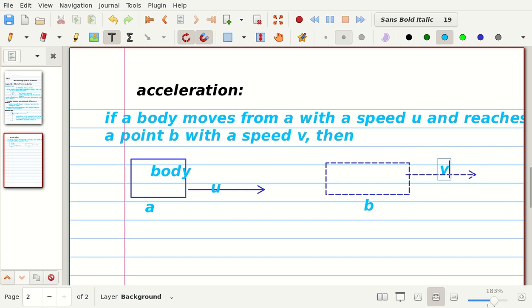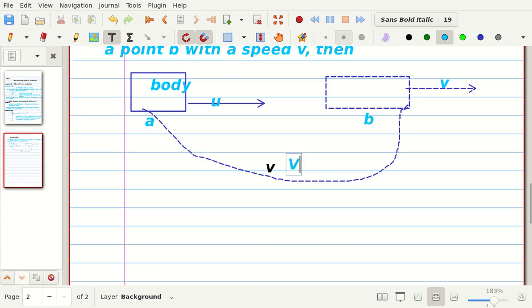So the change in motion is the total change that occurs in this scenario, from here to here. Our change is delta V, for those who know the delta sign. Delta V, our change in V, which is from U to V.